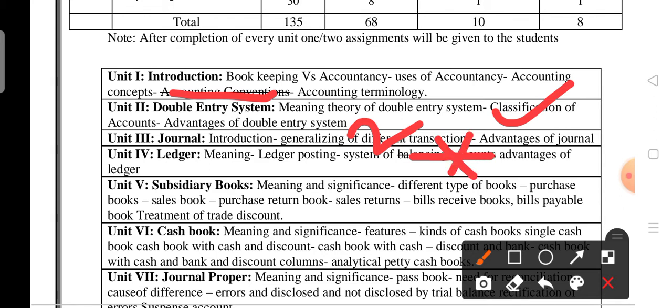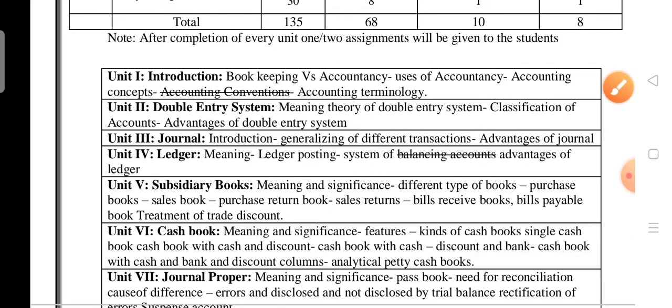Next, the fifth unit, subsidiary books. In subsidiary books, you have to read all the units. This unit also carries 8 marks weightage. Next, cash book is also very important. Wherever you go, like in an IT system or in a bank, the cash book is very important. You have to know the meaning of the cash book, kinds of cash books, types of cash books, and discounts. You have to be thorough with the total cash book syllabus.